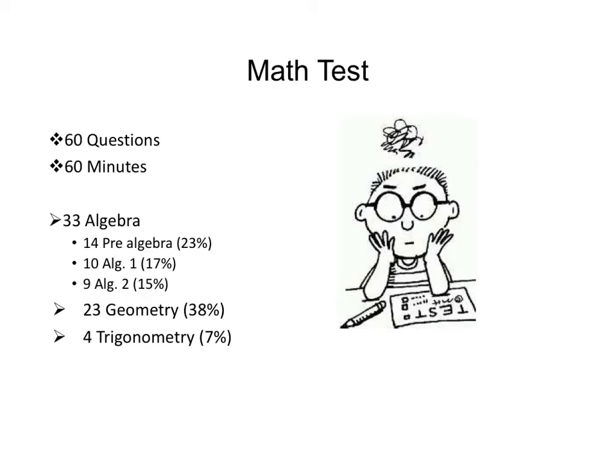The math test is 60 questions in 60 minutes. There are 33 algebra, including 14 pre-algebra, 10 algebra 1, and 9 algebra 2 questions. There's about 23 geometry questions, which make up 38% of the test, and 4 trigonometry questions, which are about 7% of the test.